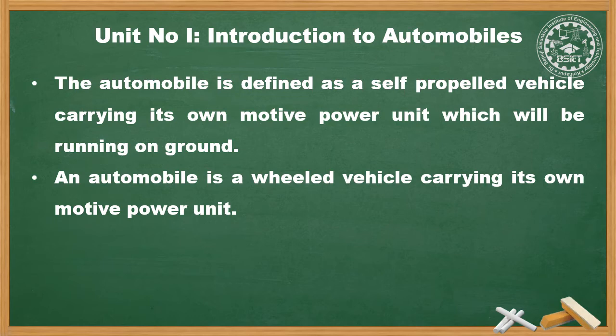It is also defined as a wheeled vehicle carrying its own motive power unit. Present age is called the age of automobile or self-propelled vehicle. A vehicle producing power within itself for propulsion is known as self-propelled vehicle. For example, it is moped, motorcycle, etc. Germany is the birthplace of automobile.